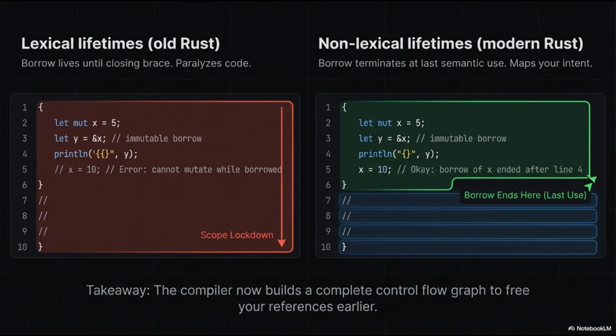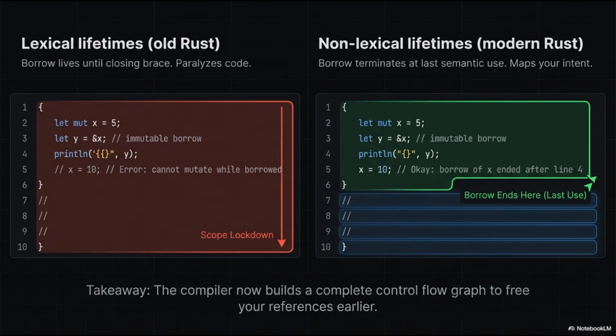But they eventually solved it, right? With non-lexical lifetimes, or NLL? They did, and it was a huge milestone. NLL means the compiler now tracks when a reference is actually last used within the semantic flow of the code. So not just the curly braces. Right. If you borrow a reference on line 5 and use it for the final time on line 6, the borrow checker officially terminates that borrow right there on line 6. You are perfectly free to take a conflicting mutable reference on line 7.